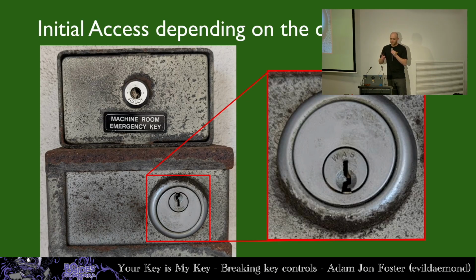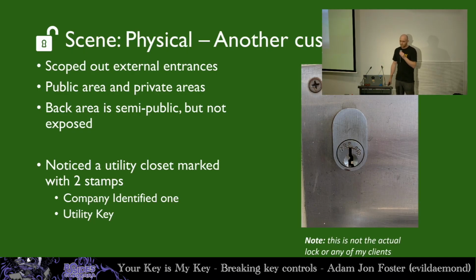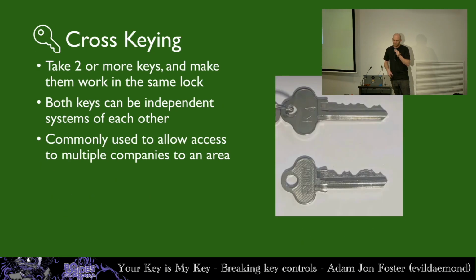So, we talked about common keying. Let's take this to the next step. And this brings us to a story of another physical. This is not the actual lock, I have to say that very clearly. And I was walking around, found some kind of private areas, back of house, no one was looking. I saw a utility closet stamped with the company identified keyway that I saw everywhere else, and a utility key I already had. Now this is what's referred to as cross-keying.